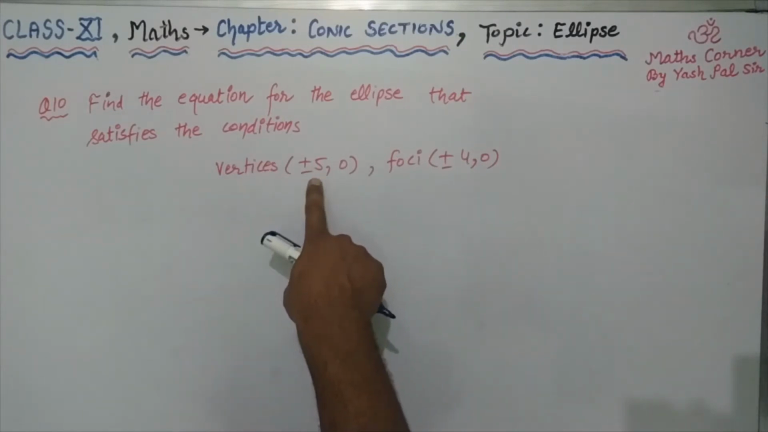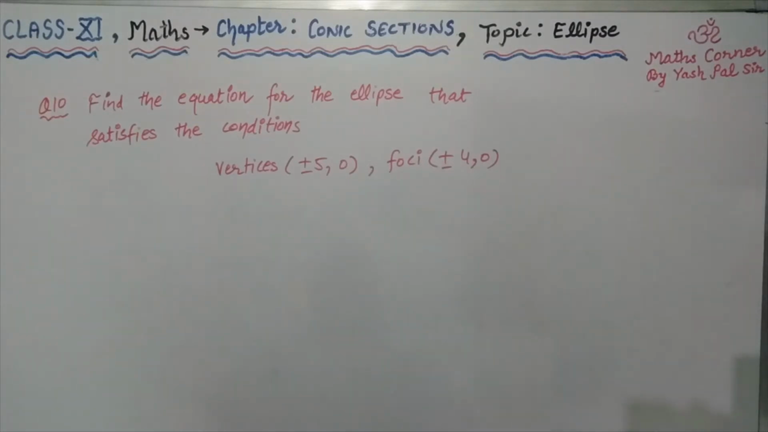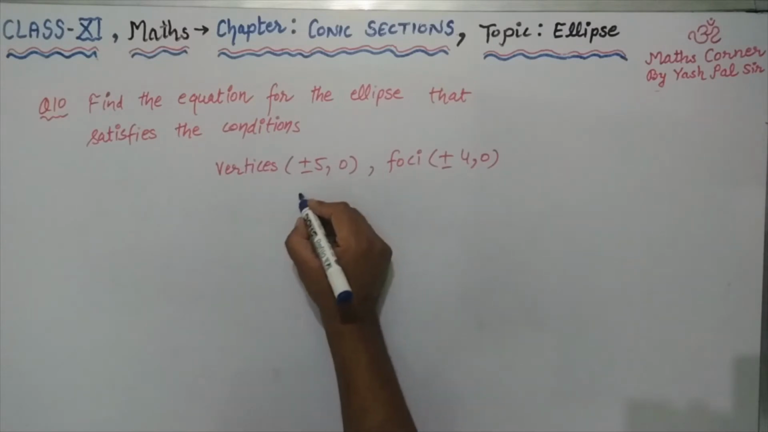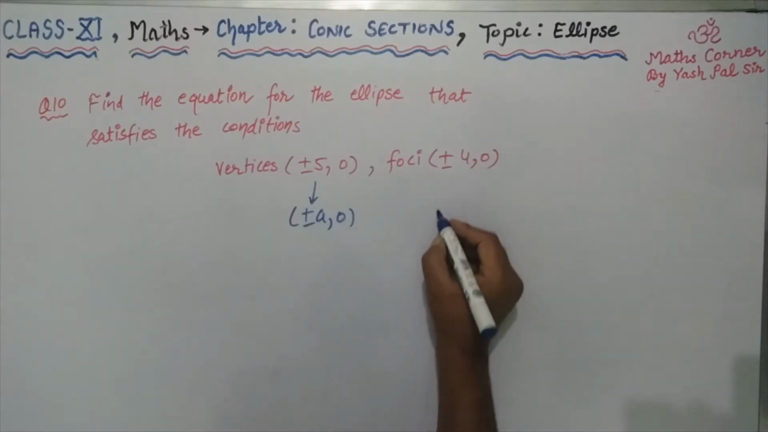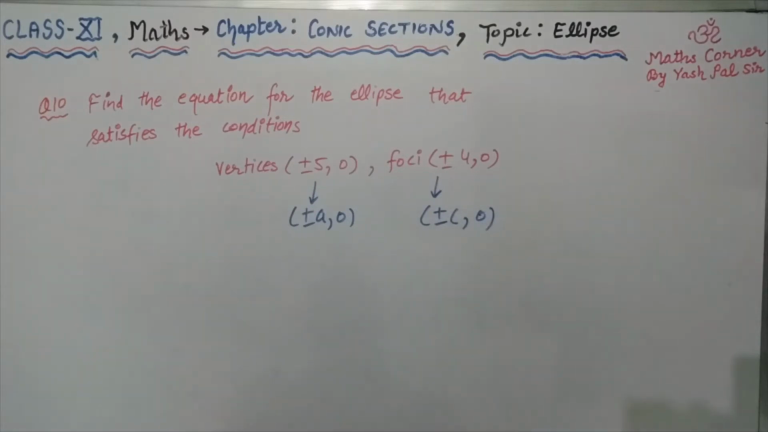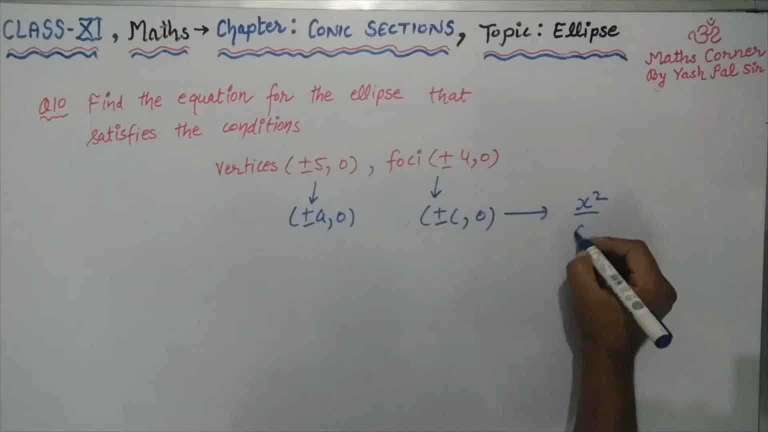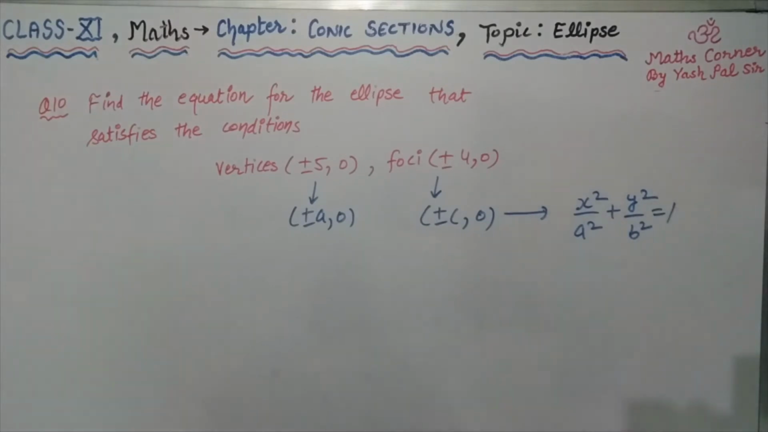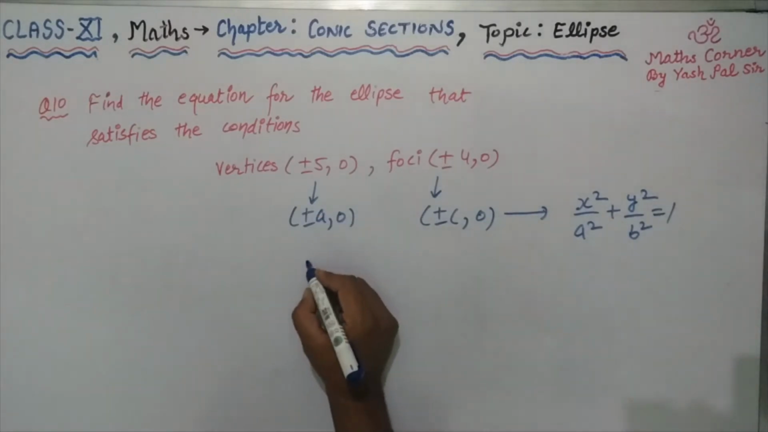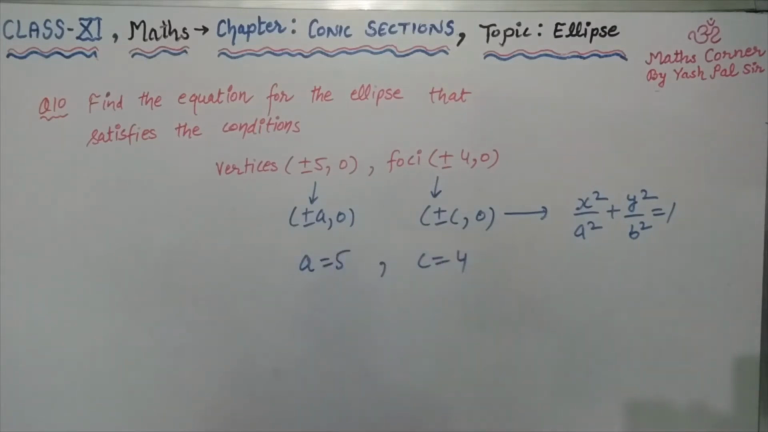vertices equal to plus minus 5 comma 0 and foci plus minus 4 comma 0. Now we just compare the vertices plus minus a comma 0 and foci plus minus c comma 0 of the ellipse x square upon a square plus y square upon b square is equal to 1. So from here the value of a is 5 and value of c is 4.